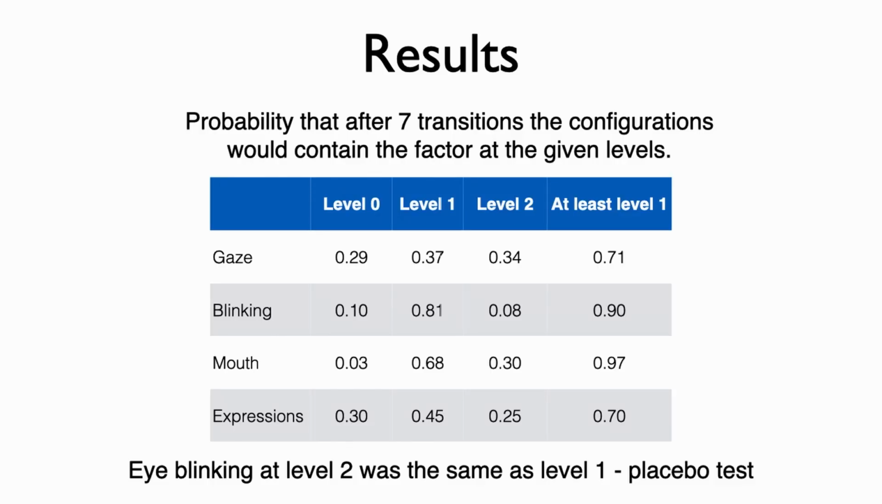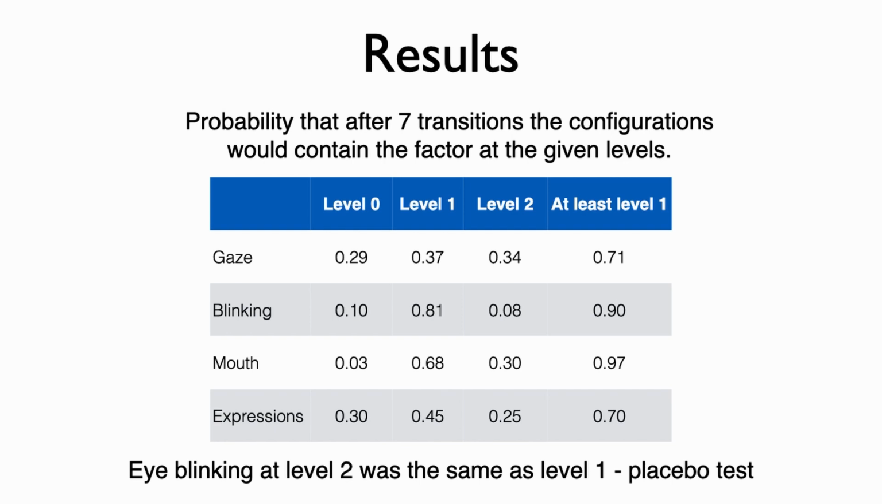So what we found is that, again, there are no questionnaires here. It's all based on transitions. After 7 transitions, the configurations will contain the factor at the given levels. Remember there were three levels of each factor, level 0, 1, or 2. If we look at blinking, the probability that after 7 transitions they would have chosen blinking at least at level 1 was 0.90. The probability they would have chosen mouth at least at level 1 was 0.97.